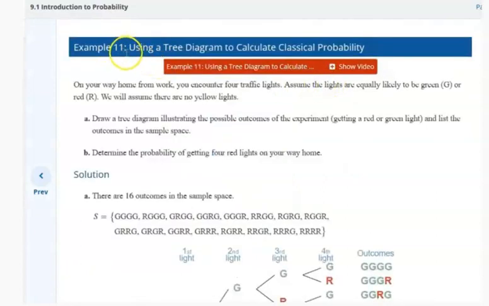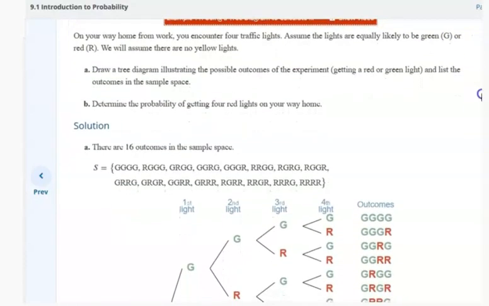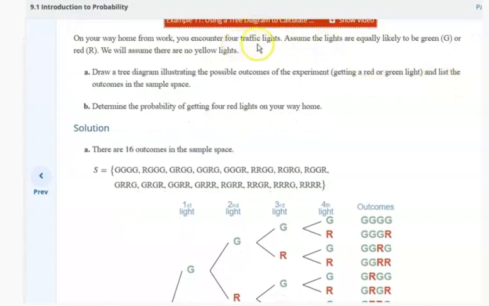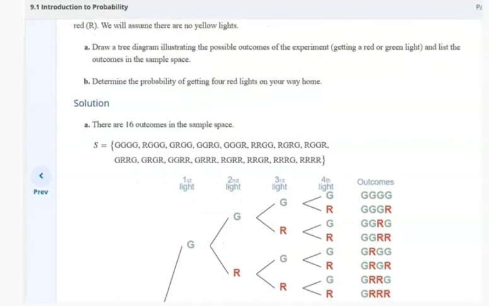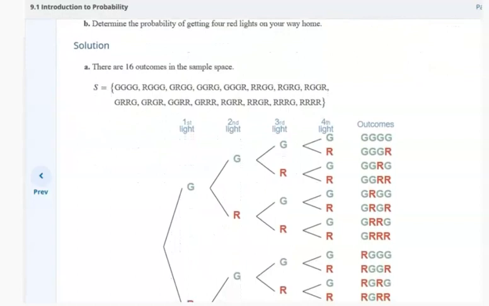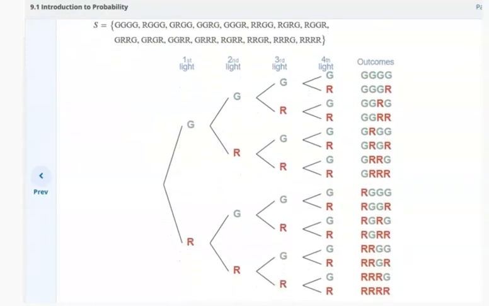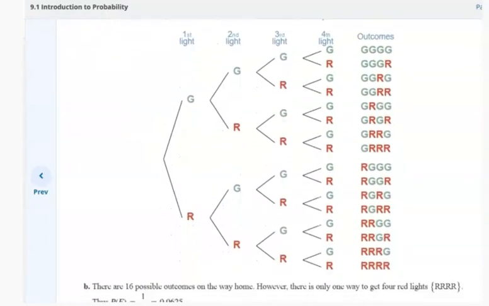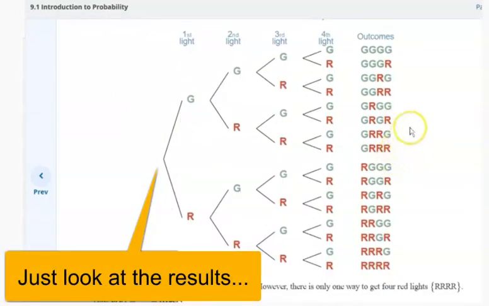Now in number 11, they're using a tree diagram to calculate classical probability. On your way home from work, you encounter 4 traffic lights. Assume the lights are equally likely to be green or red. We assume there are no yellow lights. So make a tree. And again, this gets kind of tedious. Let's say you don't have to include this in your notes. Just sort of see how it goes.